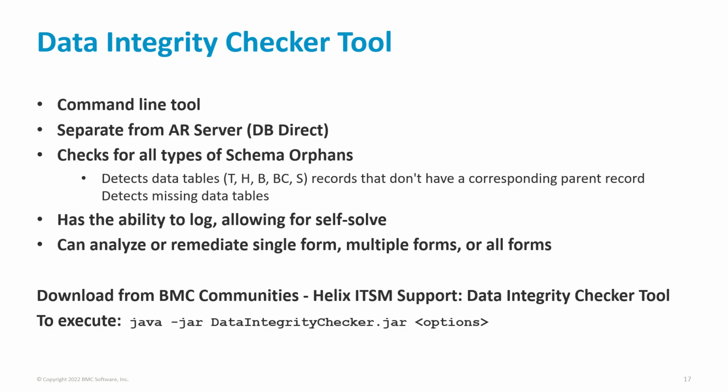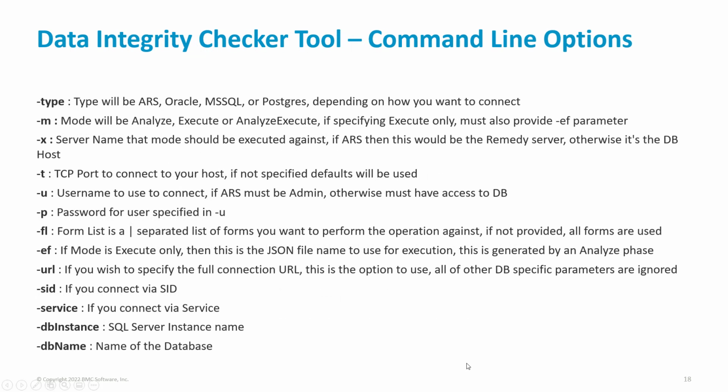To get the utility, just go to the BMC communities and search for Helix ITSM support Data Integrity Checker tool, and you'll find it. Once you find the article, there's a file that you can download, a zip file, and it will contain multiple files, but the most important file is the jar file. To execute it, you do like you do most Java programs. You run java -jar and then the name of the jar file, data integrity checker.jar, and then you pass it some options. So this next page lists most of the options.